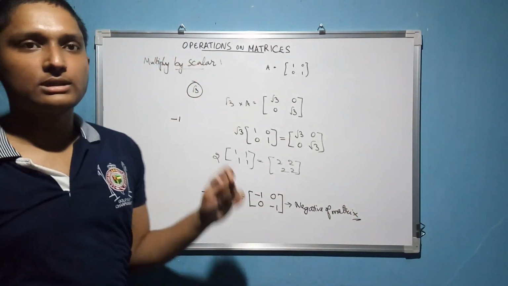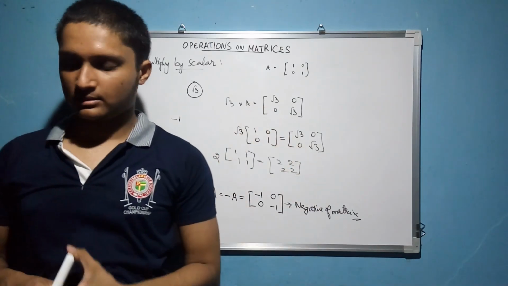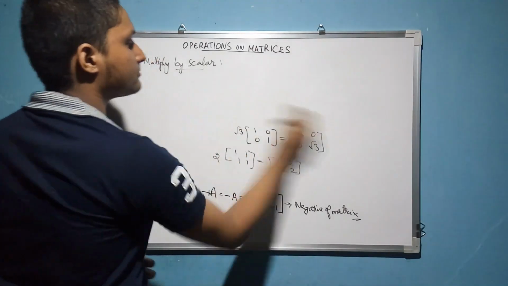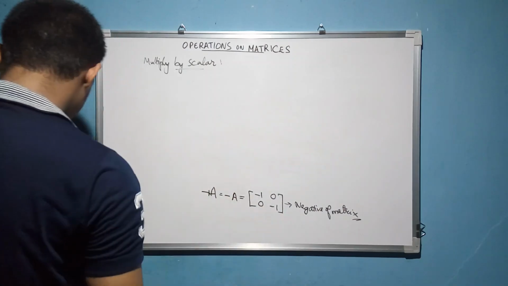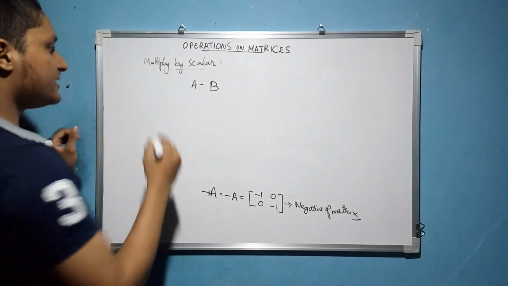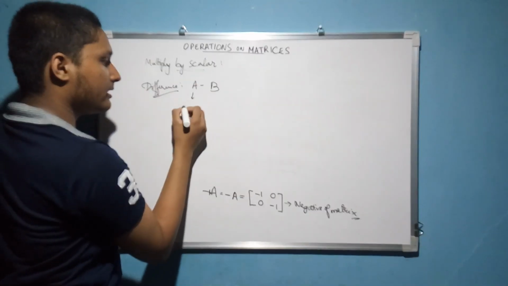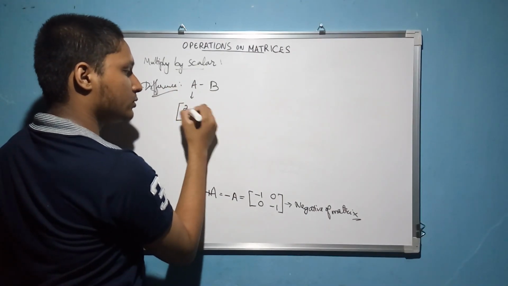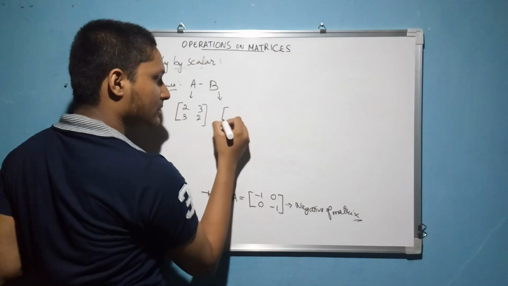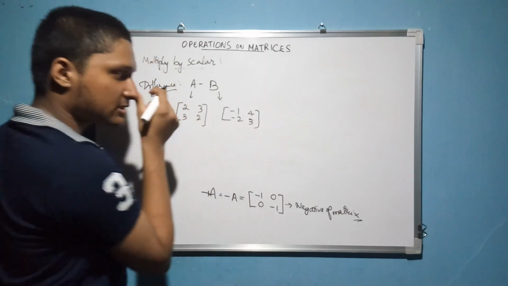We found this negative of the matrix to define subtraction of matrices. What do we mean by the subtraction of matrices? If we consider one matrix, A minus B you are asked to find. So we need to find the difference between the two matrices. If A is the matrix 2, 3, 3, 2, and B is a matrix with minus 1, minus 2, 4, 3, it is going to be like this.